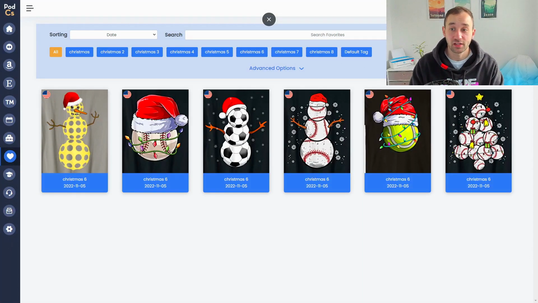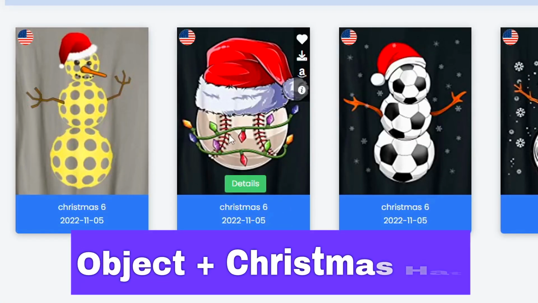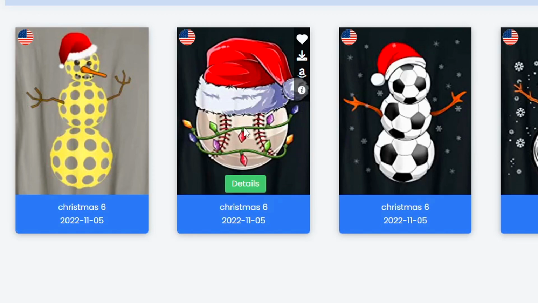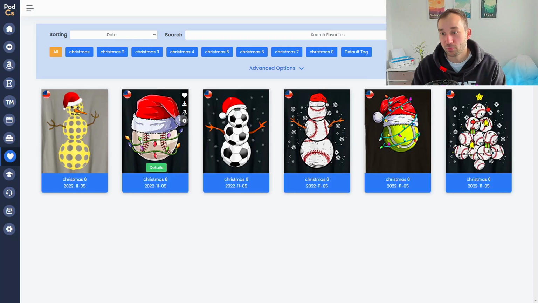Idea number 6 is a very easy one that anyone can do, and I've done in the past with success. The first step would be just taking any object and putting a Christmas hat onto it. I mean, don't just have to do this with sports. You can also do this with animals, with vehicles. Like I've done this with vehicles, which makes no sense, and it's still gotten me some sales.